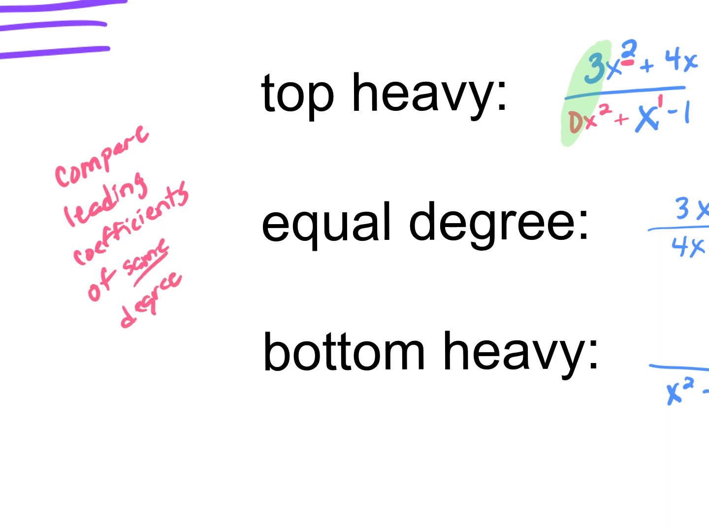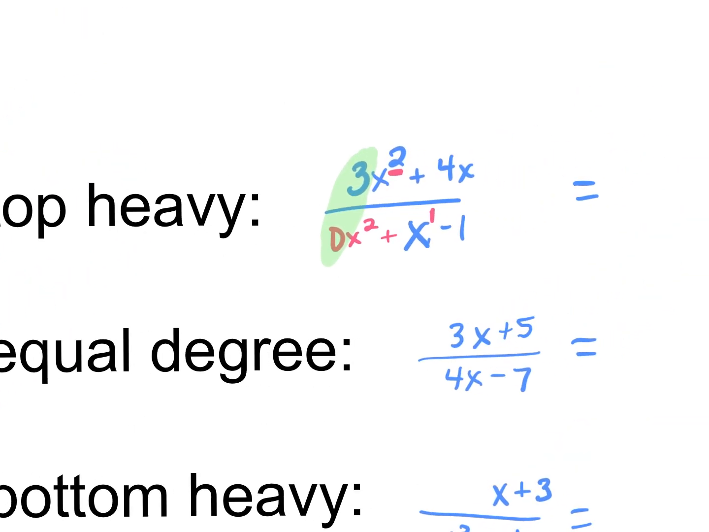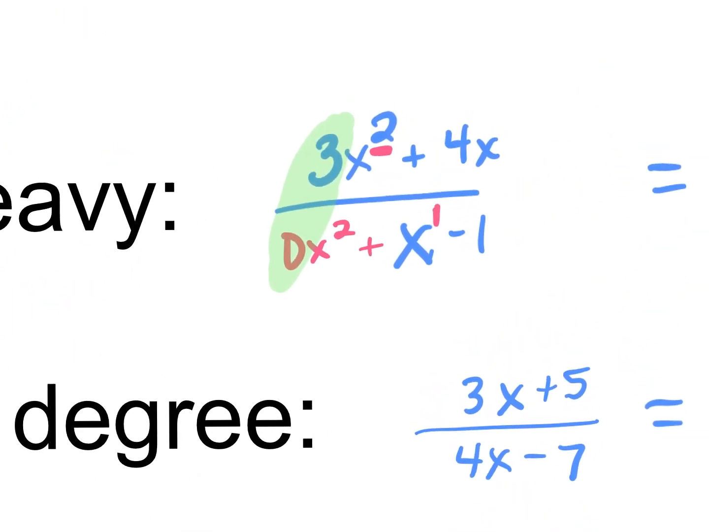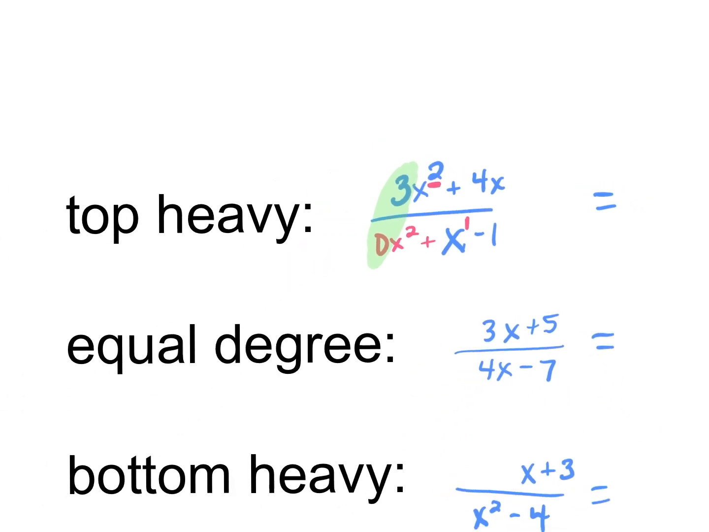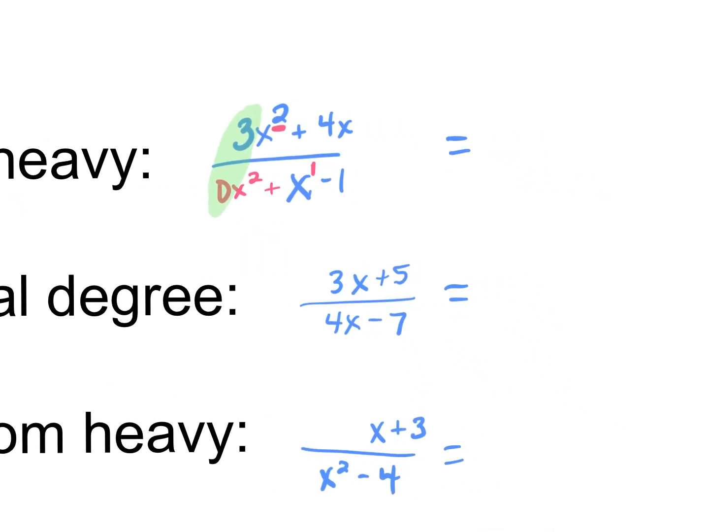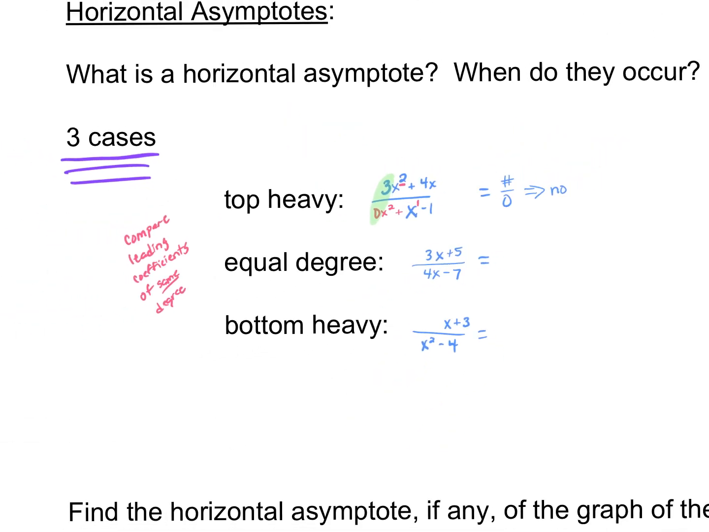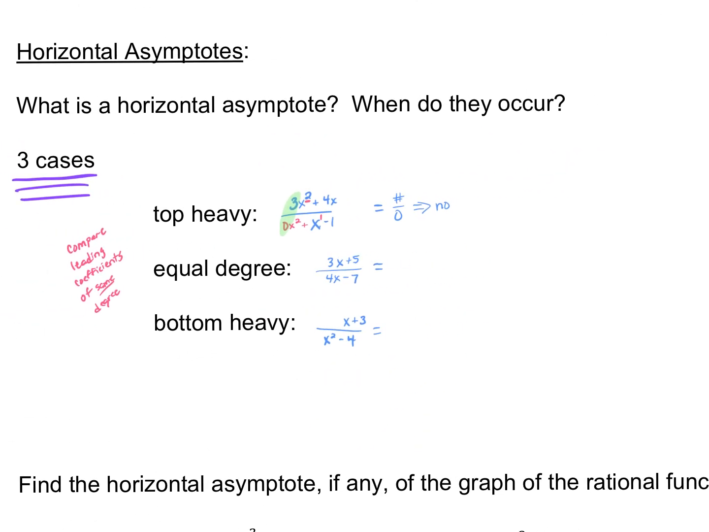All right, so let's go back here to this situation. I've made my same degree by putting in a placeholder, and now I'm comparing 3 over 0. And if it's top heavy, in every case, when you do this, you're going to end up with some number over 0, because you'll have to add a 0 as a placeholder in the denominator. And if we have a number over 0, then we know that is undefined. So what that's telling us is that there is no horizontal asymptote.